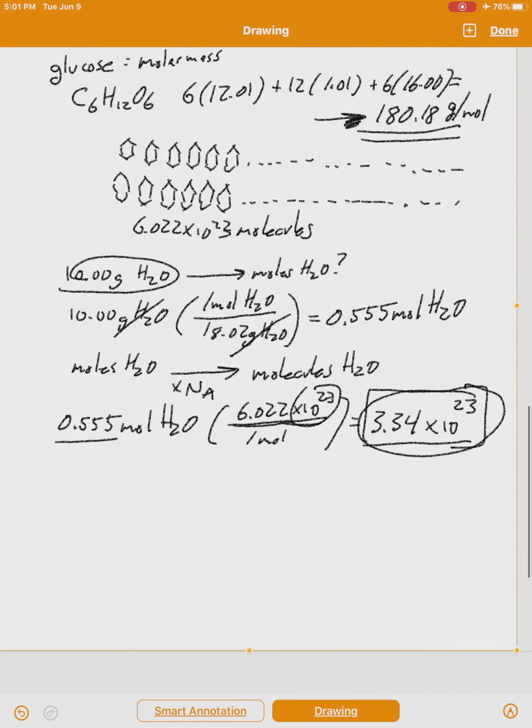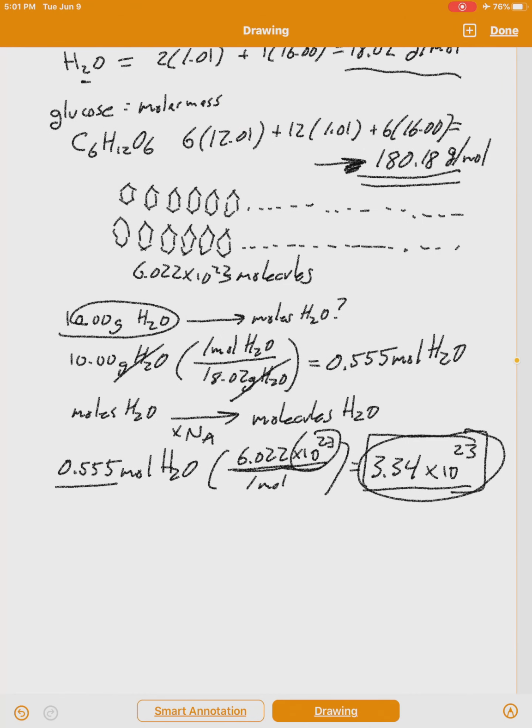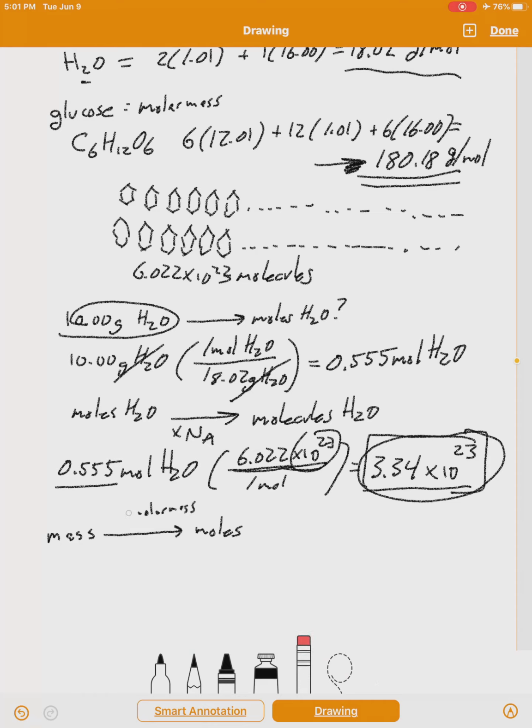Okay? So just to sum up that calculation, if you have the mass of a substance, and you want to get the moles of the substance, you divide by the molar mass. Dividing by the molar mass gives you the number of moles. Actually, let me make that a little bit bigger. It's kind of hard to read that, especially on these videos. So if I want to go from mass to moles, you divide by the molar mass.